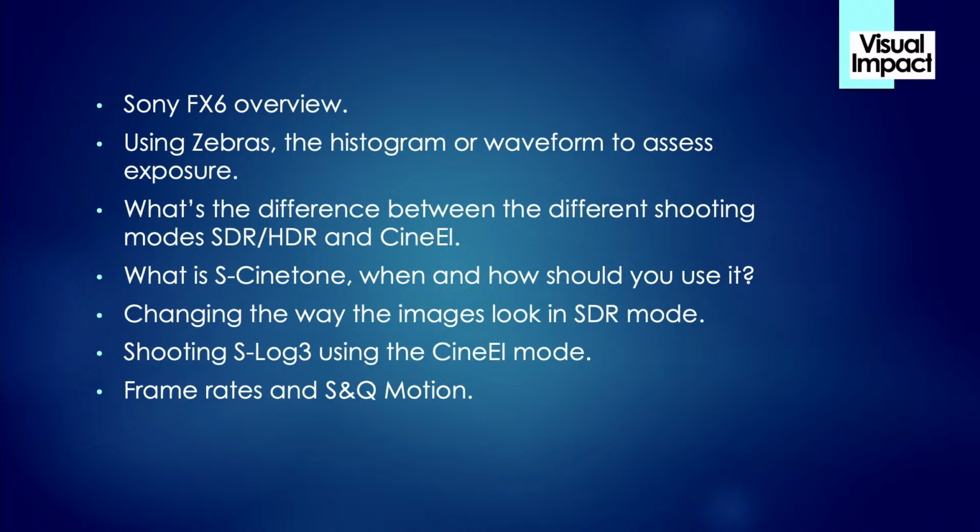Then changing the way the images look in the SDR mode. And I know we've already had some questions about that come in, and so we'll address that as we go along. Then we'll look at the Cine EI mode with S-Log3, and we'll finish up with frame rates and S&Q motion. But do bear in mind that I've only got about an hour thereabouts to go through all of this, so it will be quite quick. Do keep the questions coming in. I will keep an eye on those comments as they come in and answer anything as we go along.